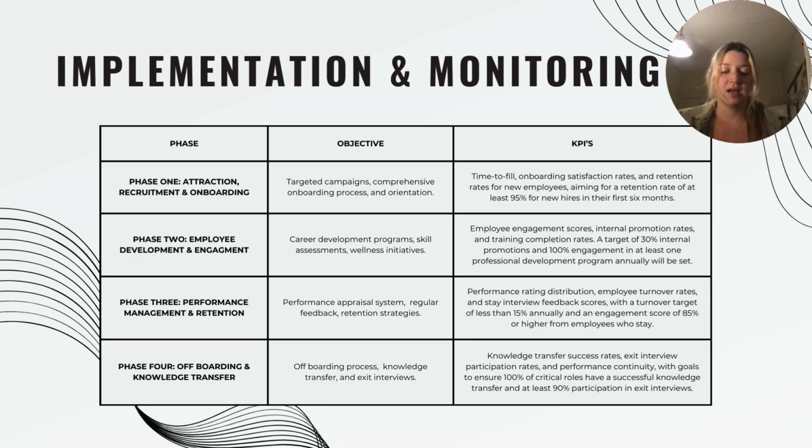So this is where an offboarding process will be implemented for both voluntary and involuntary separations, including the exit interviews and knowledge transfer. This will be measured through knowledge transfer success rates, exit interview participation rates, and performance continuity. And then the goal is to ensure 100% of critical roles have a successful knowledge transfer with at least 90% participation in exit interviews.